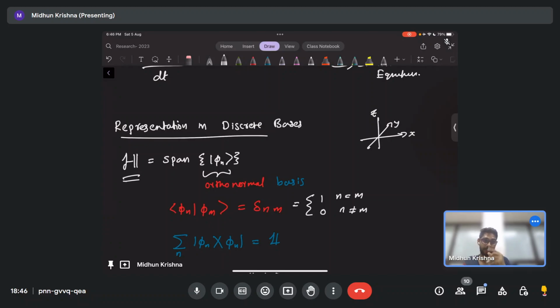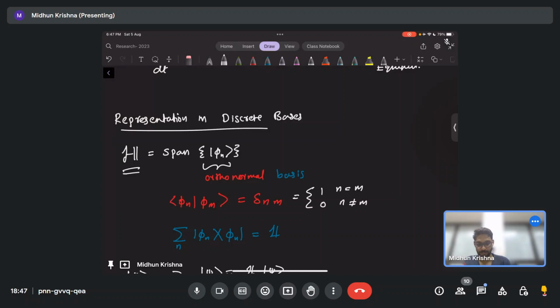In quantum mechanics, we sometimes deal with Hilbert spaces that are infinite dimensional, so it's difficult to find a complete analogy with vectors in space, but let's try. Let's say our Hilbert space is spanned by these vectors phi n, and we assume that they're orthonormal bases. What does that mean? If I take the inner product of phi n with phi m, it's delta nm, the Kronecker delta, which means when n equals m, it's 1, and when n is not equal to m, it's 0. This is what orthonormal means. It's a basis because it can span the full Hilbert space, and this is given by the completeness relation.